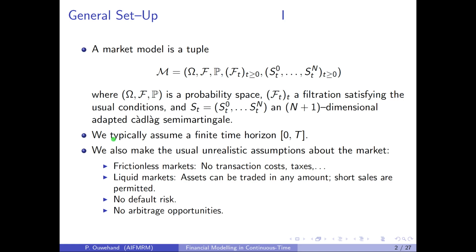In any case, we will typically assume a finite time horizon from 0 to capital T, and we will also make the usual unrealistic assumptions about the market, in other words, frictionless markets, no transaction costs, taxes, completely liquid markets where assets can be traded in any desired amount and short sales are permitted. We assume no default risk, and we will also assume that there are no arbitrage opportunities. In short, we assume the kind of photoshopped version of reality that mathematicians typically like to work in.